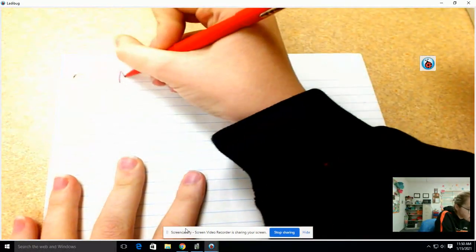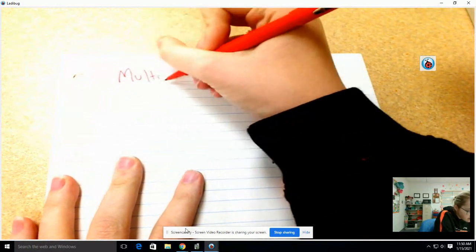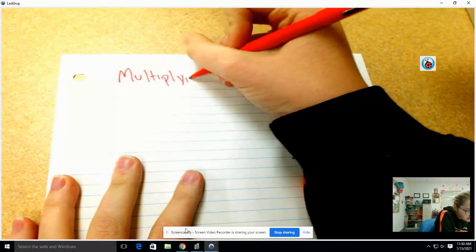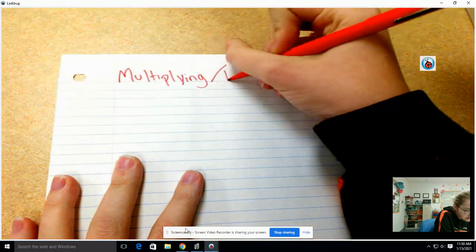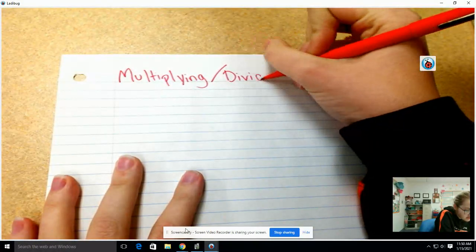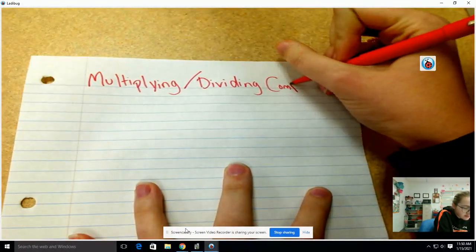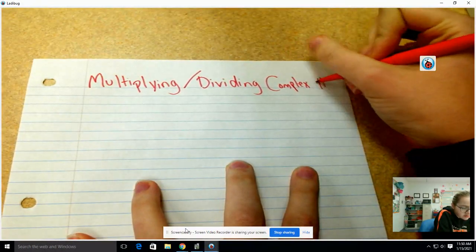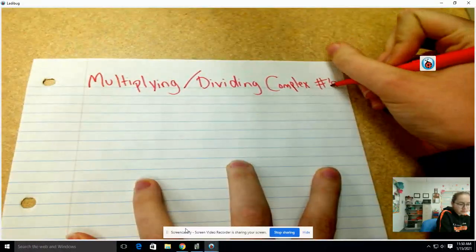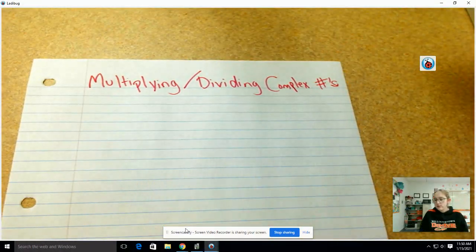So we can go ahead and title our notes. Multiplying / dividing complex numbers. Complex numbers. Oh, that's a horrible S. You know what it's supposed to say.